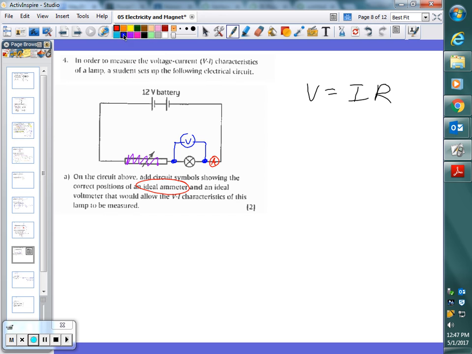A voltmeter measures potential difference, right? So it looks at the energy of charges at one point versus another point. In this case, that would allow the voltage current characteristics of this lamp to be measured. Voltage, or potential difference, needs to be measured in parallel. So we have to take a reading of the energy of these charges before they go into the light bulb, and then after they go through the light bulb, right?